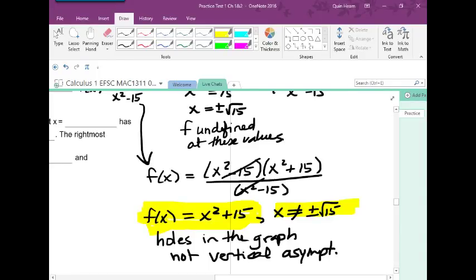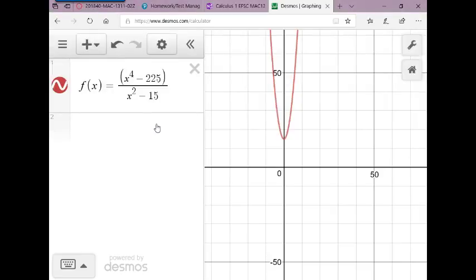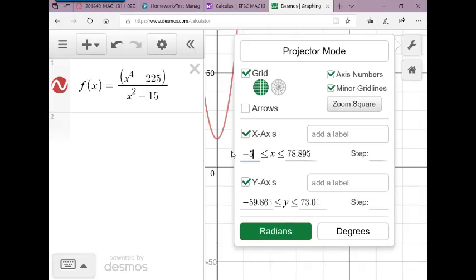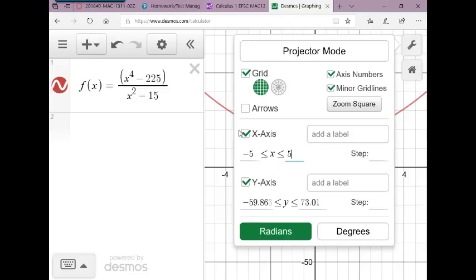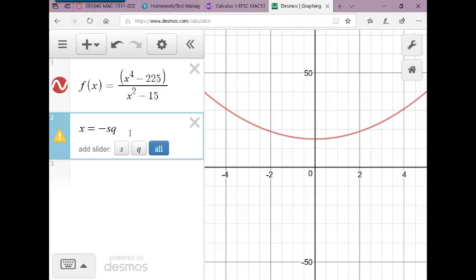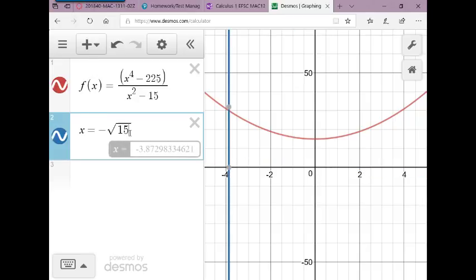Where did I put my graph here? Okay. Why? Because there's just one value. I'm going to spread out my graph here a little bit more. Okay, there's just one value, so I'm going to put in a line at the square root of 15 and negative square root of 15.